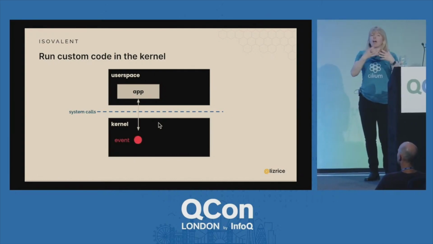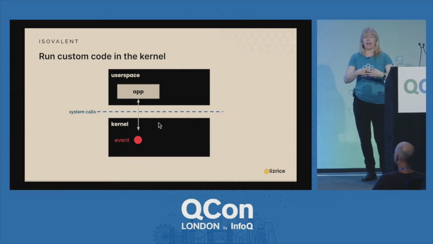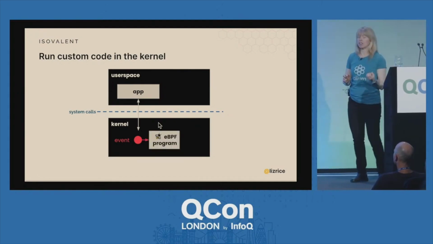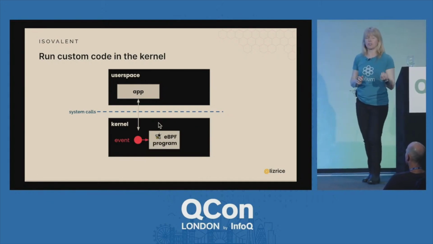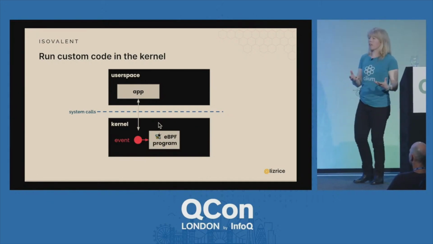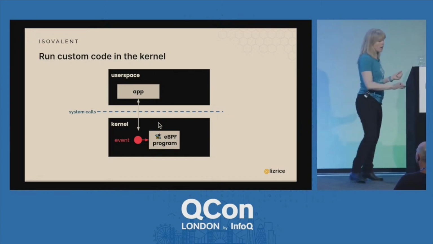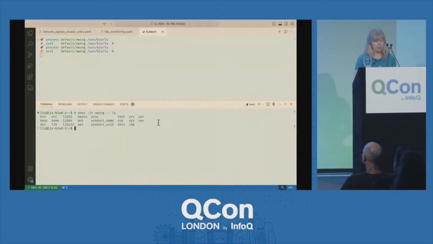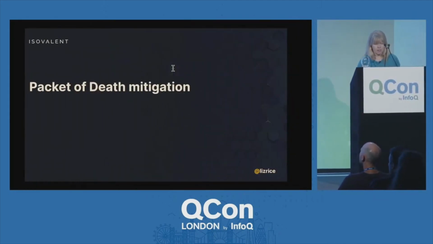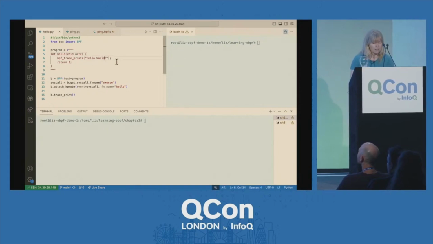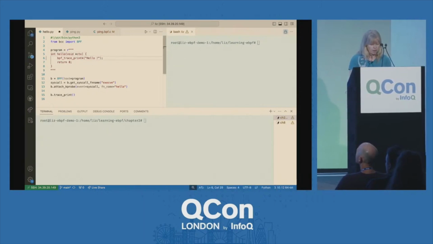So with eBPF, we can have events that happen in the kernel, and we can attach our eBPF programs to those events. So whenever that event happens, our program is going to get triggered, and it will run. Before I go to Packet of Death, let me do a little demo, a little hello world. So let's change this program to say hello QCon.